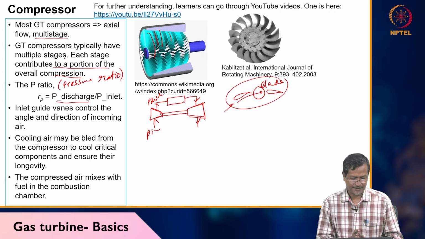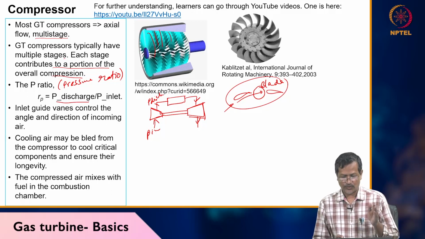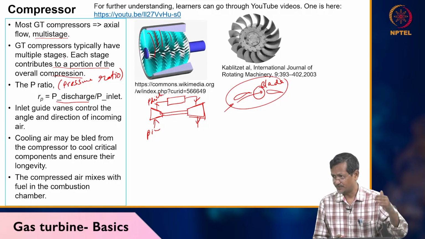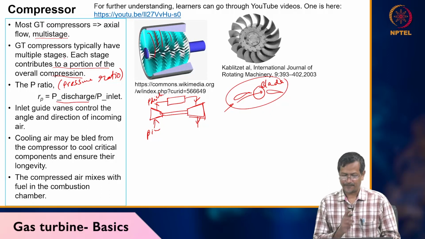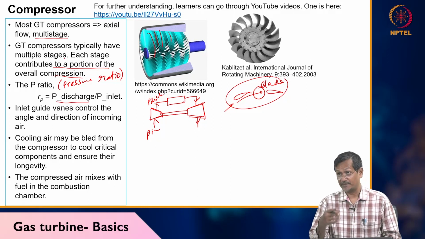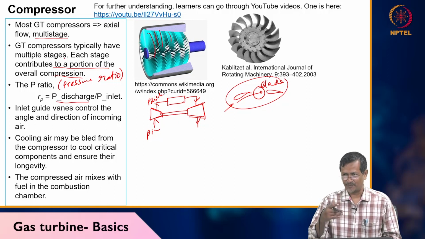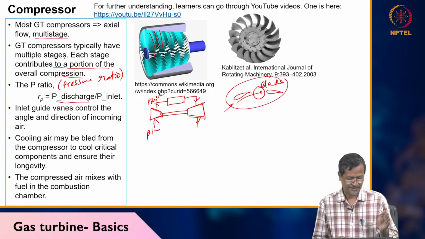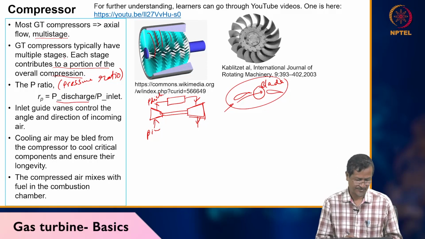Cooling air may be bled from the compressor to cool components and ensure their longevity. Cooling air will be required to cool systems; the gas turbine combustor also gets about 70% of the air, right? And some cooling air will be required for turbine blade cooling. Later we will discuss how to cool the turbine blade, because the combustion products have a temperature more than the melting point of the blade, but still the blade should survive. How does the blade survive in an environment above its melting point? We'll discuss later. The compressed air mixes with fuel in the combustion chamber. This is obvious.